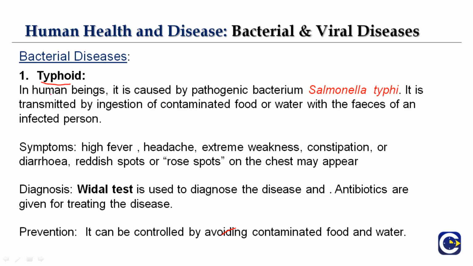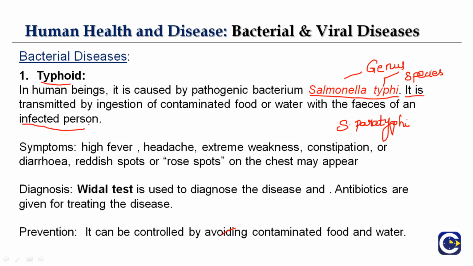Typhoid in humans is caused by the pathogenic bacterium Salmonella typhi. This is the name of the genus and this is the name of the species. It's not just Salmonella typhi that causes typhoid. You also have another species of the same genus, Salmonella paratyphi. This is also supposed to cause typhoid in humans. So how is it transmitted? What is the mode of entry? It is transmitted by ingestion of food or water contaminated with feces of an infected person.